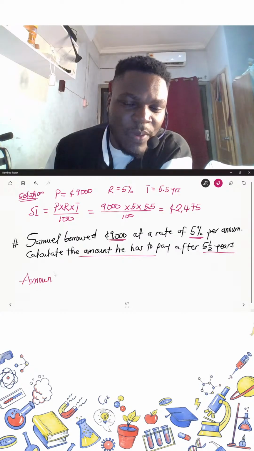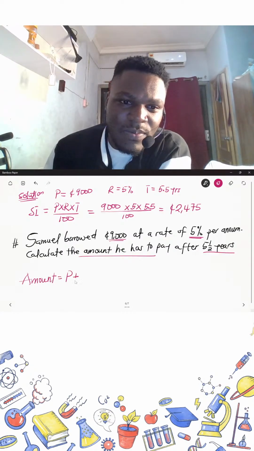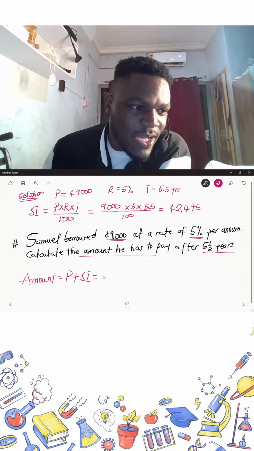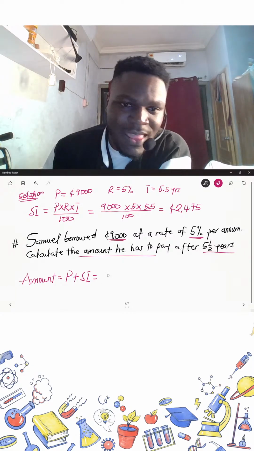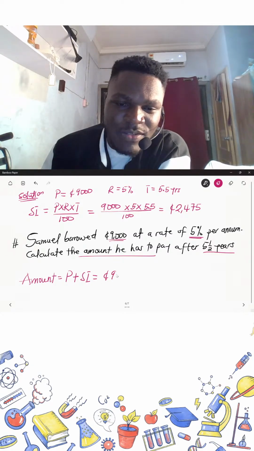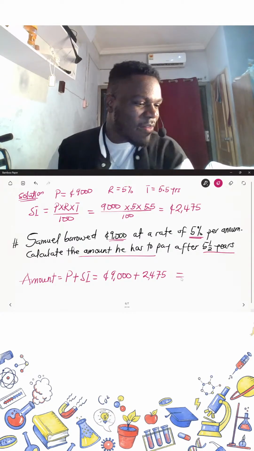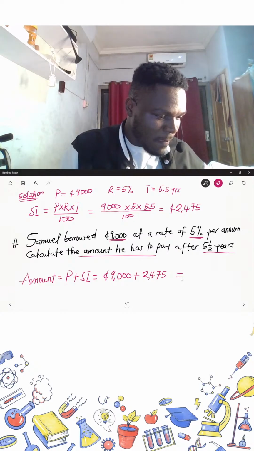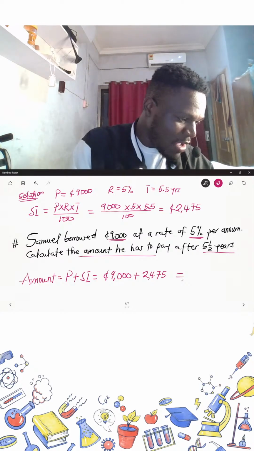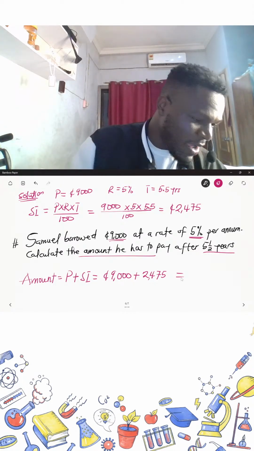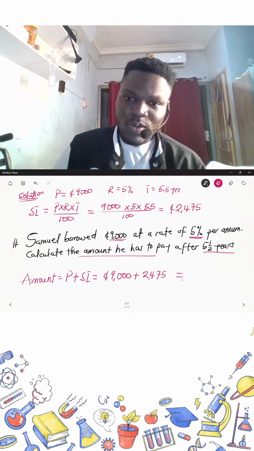So we are looking at the amount payable, which is the principal plus the simple interest, and that would be Abdullah. I hope you are typing the final answer in there. So in this case, that would be the 9,000, the principal that I have borrowed, plus the 2,475, and this will give us our final answer. So I have 9,000 plus 2,475.